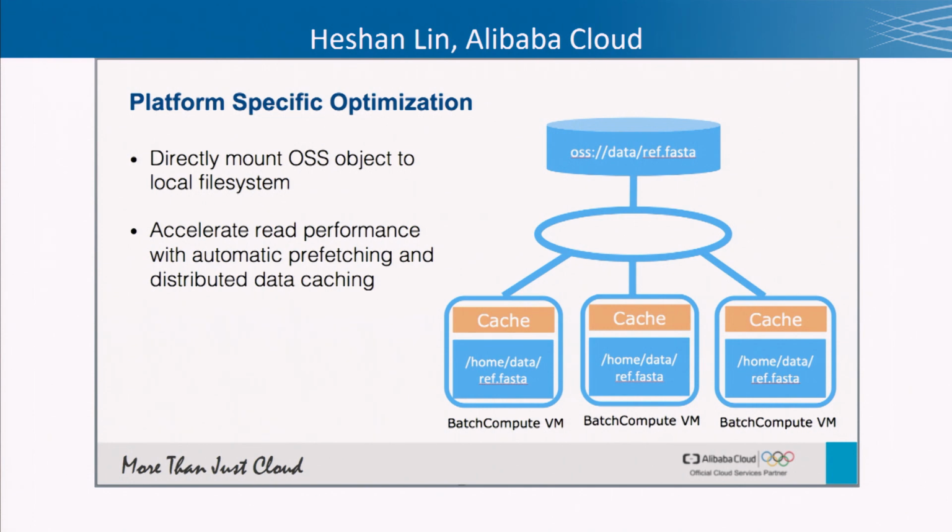In addition, when accessing an object through the mount interface, the batch compute service will automatically prefetch data to improve the read performance. Also, when multiple nodes within a cluster are accessing the same file, these nodes will form a cache ring. Consecutive reads of the same data will be served from the cache without going back to the OSS. This caching feature can greatly accelerate the distribution of shared data like reference genomes. We heavily use the mount feature in the Cromwell implementation.